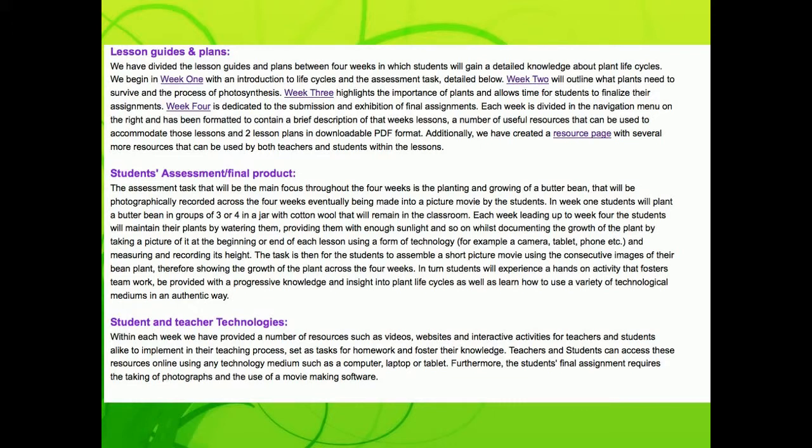In week 1, students will plant a butter bean in groups of 3 or 4 in a jar with cotton wool that will remain in the classroom. The students will maintain their plants whilst documenting its growth by taking a picture in each lesson. The task is then for the students to assemble a short picture movie showing the growth of the plant across the 4 weeks. In turn, students will experience a hands-on activity and be provided with a knowledge and insight of plant life cycles.